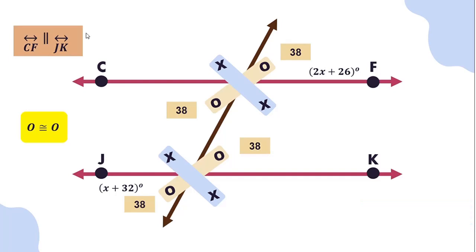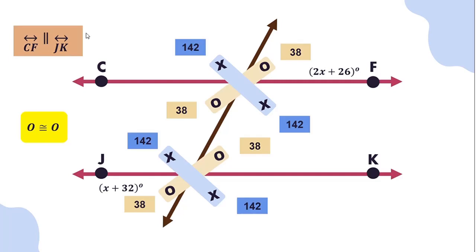Doing that gets us an angle measure of 38 degrees for all of the acute angles, the O's, and subtracting that from 180 gives us 142, which is the measure of all the obtuse angles, and now we have completed the entire diagram.